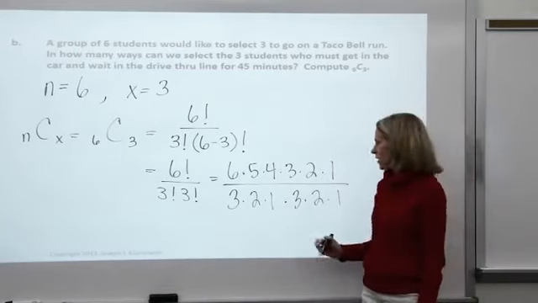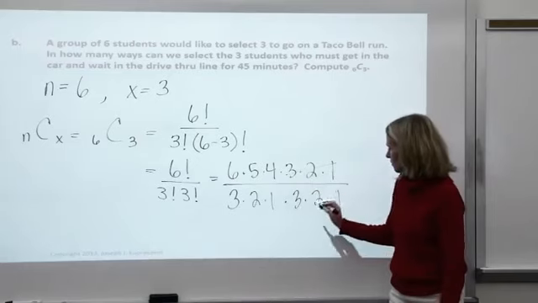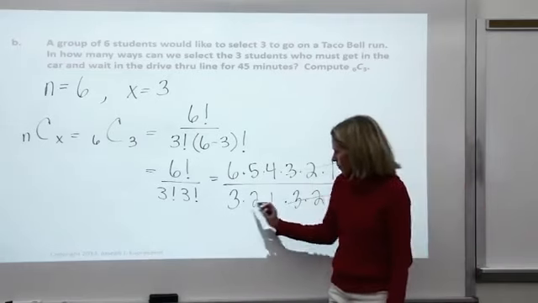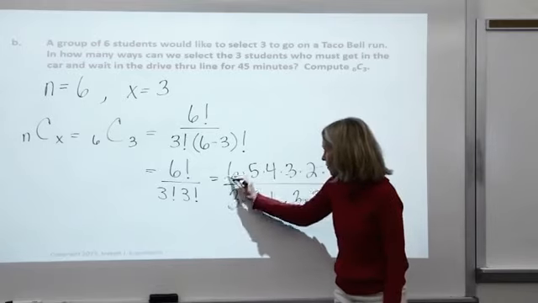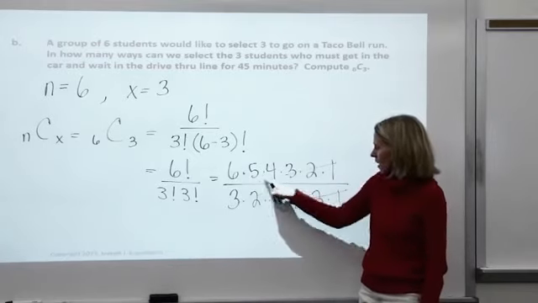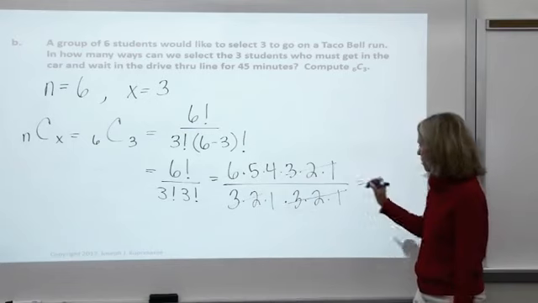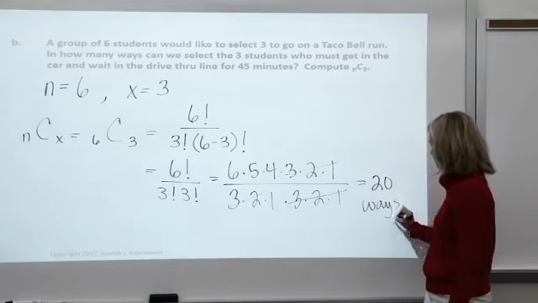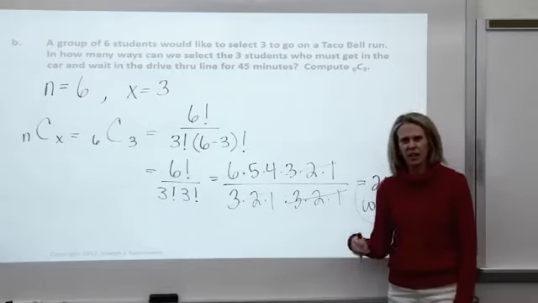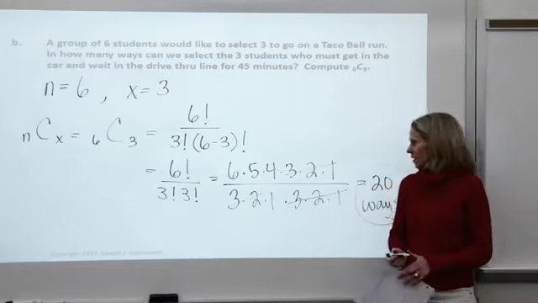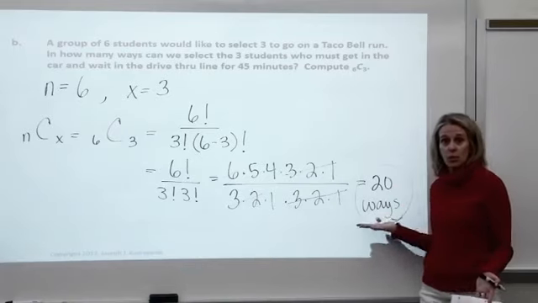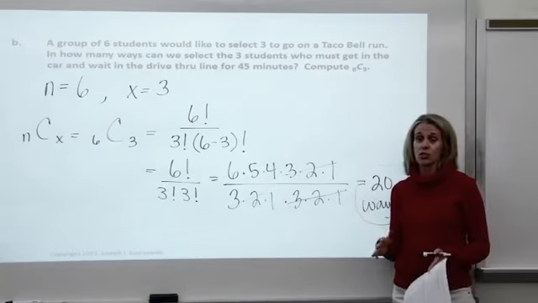And then cancel out what you can. We've got 3 times 2 times 1 here and here. 3 times 2 is 6, so I could really just cancel that out with the 6. And I'm left with 20 over 1, or 20 ways. And so I'm glad I had listed like 2 of the ways. But you don't want to have to list out all 20 ways for this one. But I know that there are 20 ways that I can select a group of 3 students out of a group of 6.